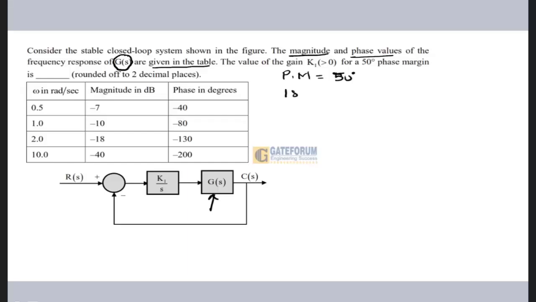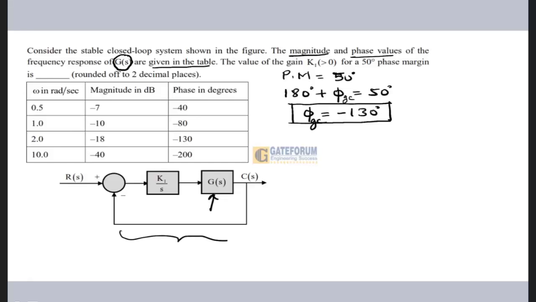I know that phase margin is given as 180 degree plus phi, so that is equal to 50 degree. So phi will come out to be 50 minus 180, which is minus 130 degree. This phi is nothing but phi GC, because this particular phase is the phase at gain crossover frequency. This is for the entire system, because the phase margin that they have given is for the entire system. So what is the total angle, the total phase of this overall system?